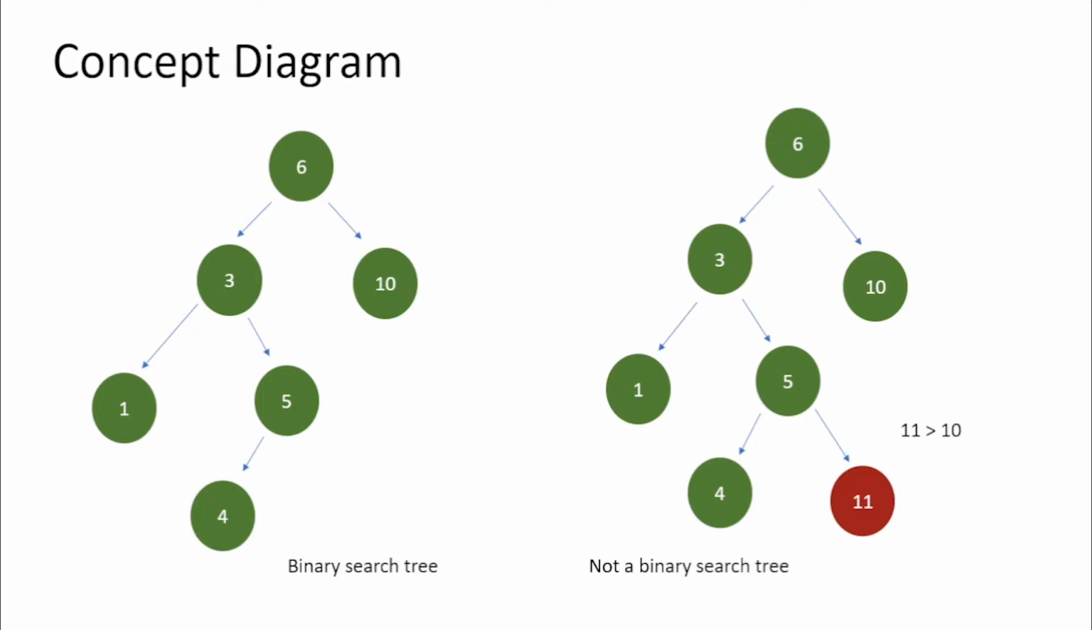Then if we go to the node containing the value of 5, the left child has a value of 4, which is less than 5, that is fine, but the right child has a value of 11, which is greater than 5, no doubt, but it is also greater than the root node. These nodes having values 1, 3, 5, 4 and 11 should have values which are less than 6, but because in this case we have 11, this does not qualify as a binary search tree.